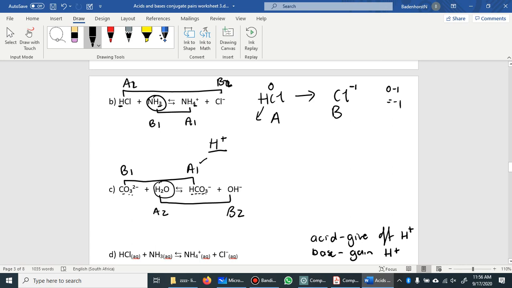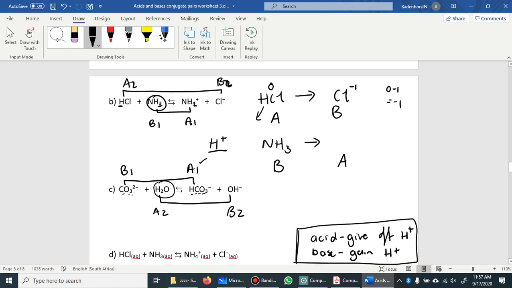Then let's look at NH3. If they tell you in a test that you need to write down the conjugate acid, what that means is if you want the conjugate acid, this must make the substance in front of you the base. And what do bases do? They gain hydrogen ions. So that would be quite easy. N, it used to be 3, now it's 4.